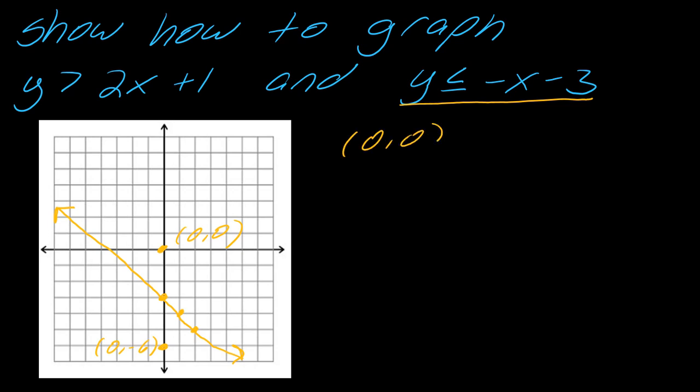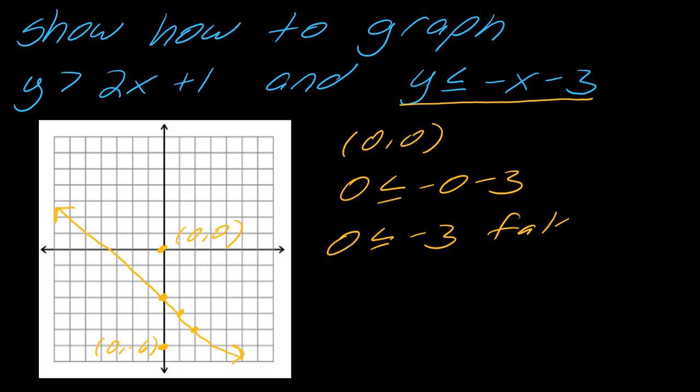Starting with (0, 0), I'm going to take 0 is less than or equal to -0 minus 3. So this says 0 is less than or equal to -3. That is false. So hopefully my other point is true. You do always want to plug in both points, because you want to make sure you didn't accidentally do the math wrong. You should never have both sides true or both sides false.